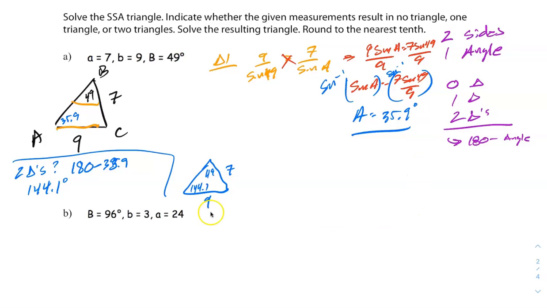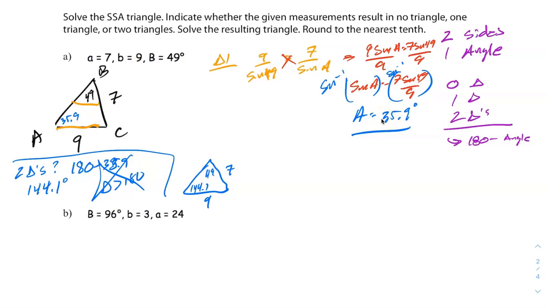You see the problem there? This is too big. If I already have 49 and I have 144 as a second triangle, it's way too big. It's bigger than 180. So that's not possible. There's only one triangle in this case, right? You find your first angle. After you find your first angle, do 180 minus that angle. If it works, if that could make a triangle, then you have two triangles. If it doesn't, not possible. You just have one triangle.